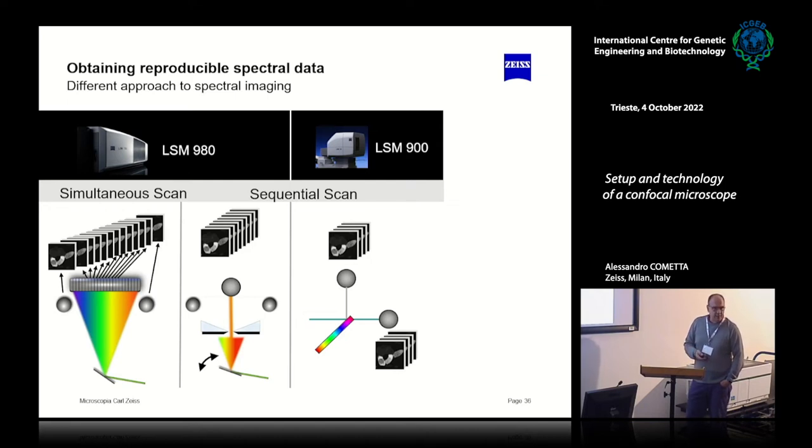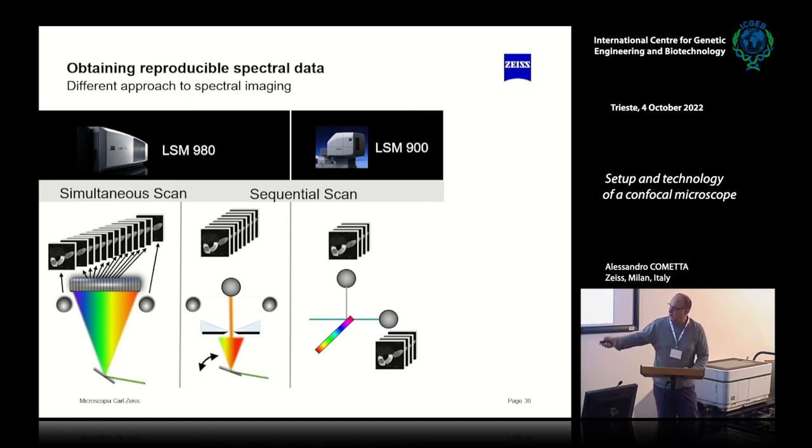In Zeiss, but it's the same for other companies, we have different techniques to separate the wavelength. I can separate the wavelength by a prism, or by a grating, or by a variable filter, but at the end it's not really important. The important thing is that I can choose which wavelength I will acquire.